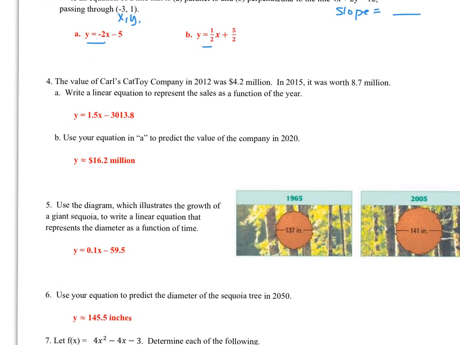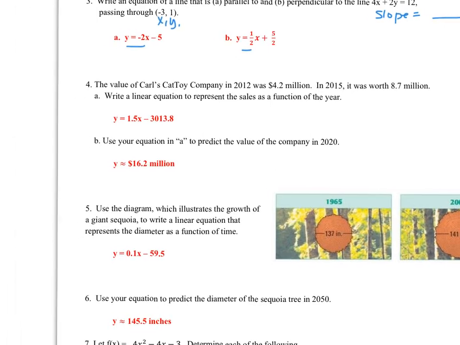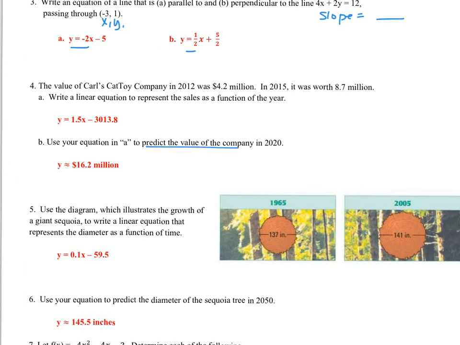Writing an equation of a line that represents the value of the company from 2012 to 2015, and then using your equation in A to predict the value in the year 2020. So when you write these ordered pairs, remember one of the big things we talked about is that time is going to be your input, and then whatever you're comparing is your output. So we're comparing the value of the company in millions of dollars, and in 2015, it increased quite a bit, which is great for that company.